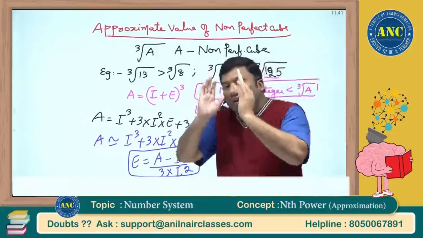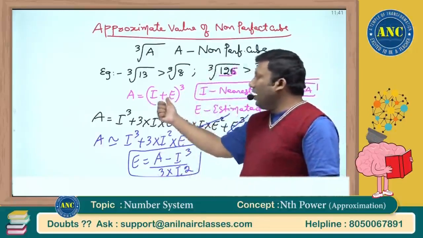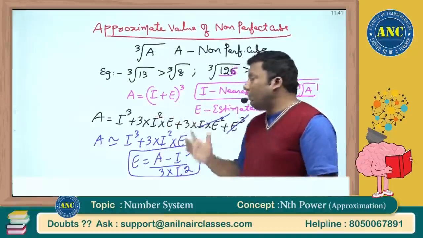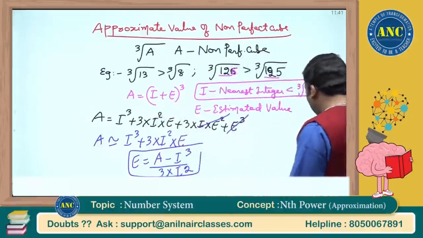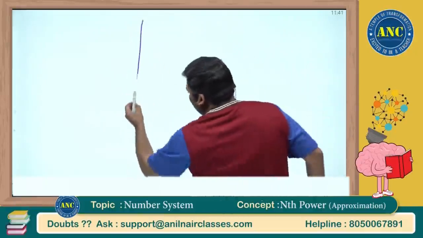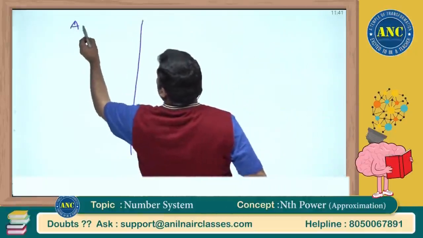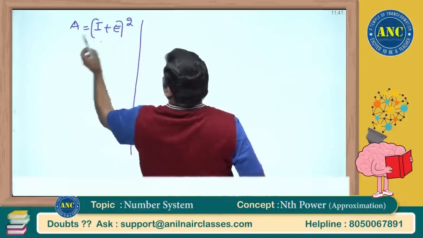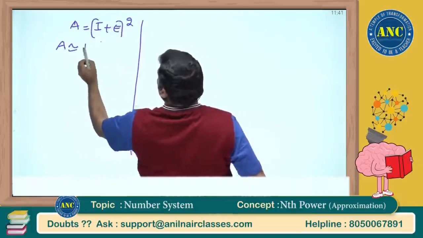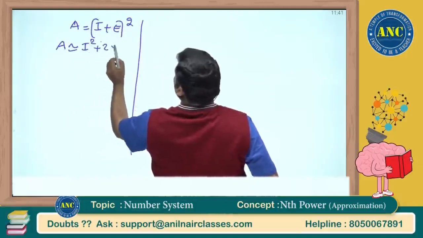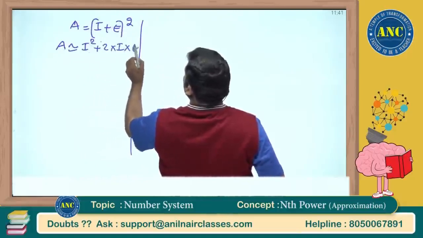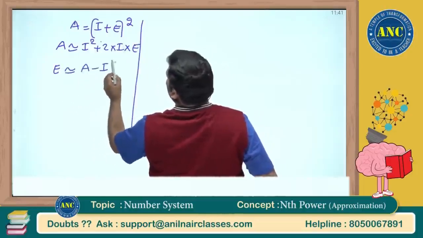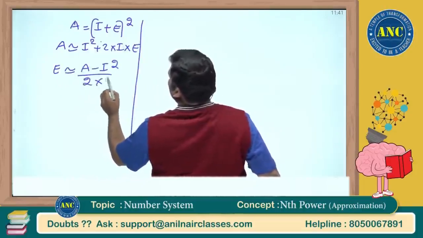Same thing I did. If it is a non-perfect square, I did I plus E whole square. If it is a non-perfect cube, I did I plus E power 3. So we will write it down here, then you will be able to understand everything. A is I plus E whole square, so A is approximated to I square plus 2 into I into E. E is nothing but A minus I square divided by 2 into I.